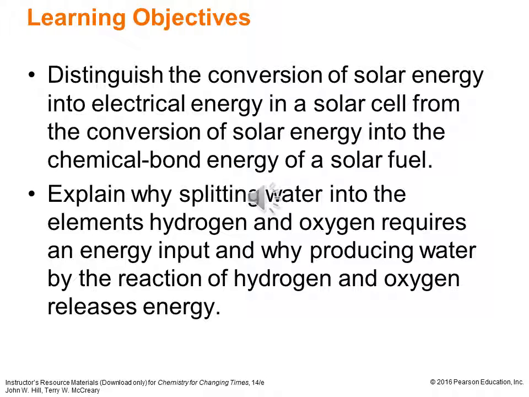Alright, and then finally we'll be able to distinguish the conversion of solar energy into electrical energy in a solar cell from the conversion of solar energy into the chemical bond energy of a solar fuel. And last but not least, explain why splitting water into the elements hydrogen and oxygen requires an energy input, and why producing water by the reaction of hydrogen and oxygen releases energy. Okay, so we'll get that idea of going one way will cost energy and going the opposite way will release energy based on the dynamics of the particular reaction under consideration.